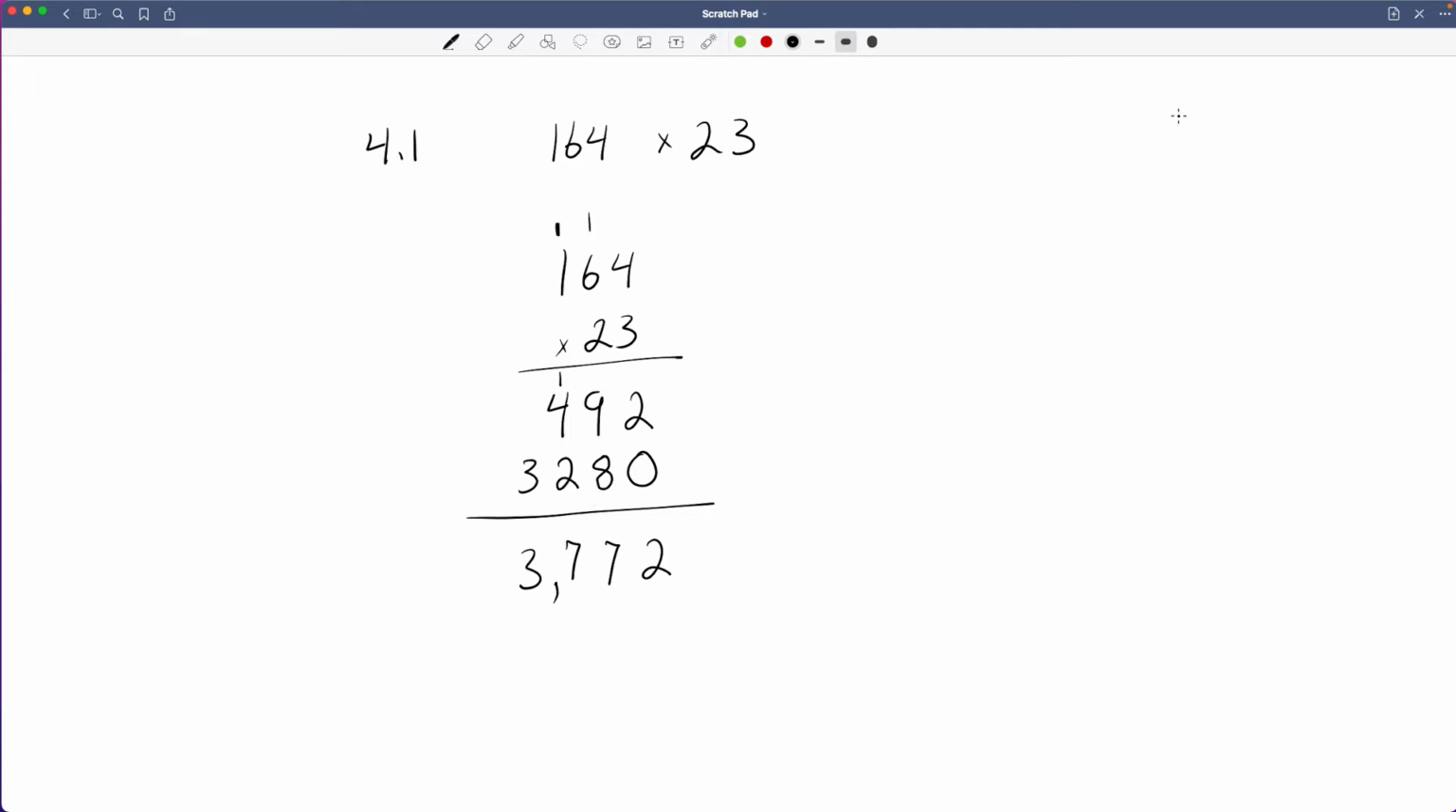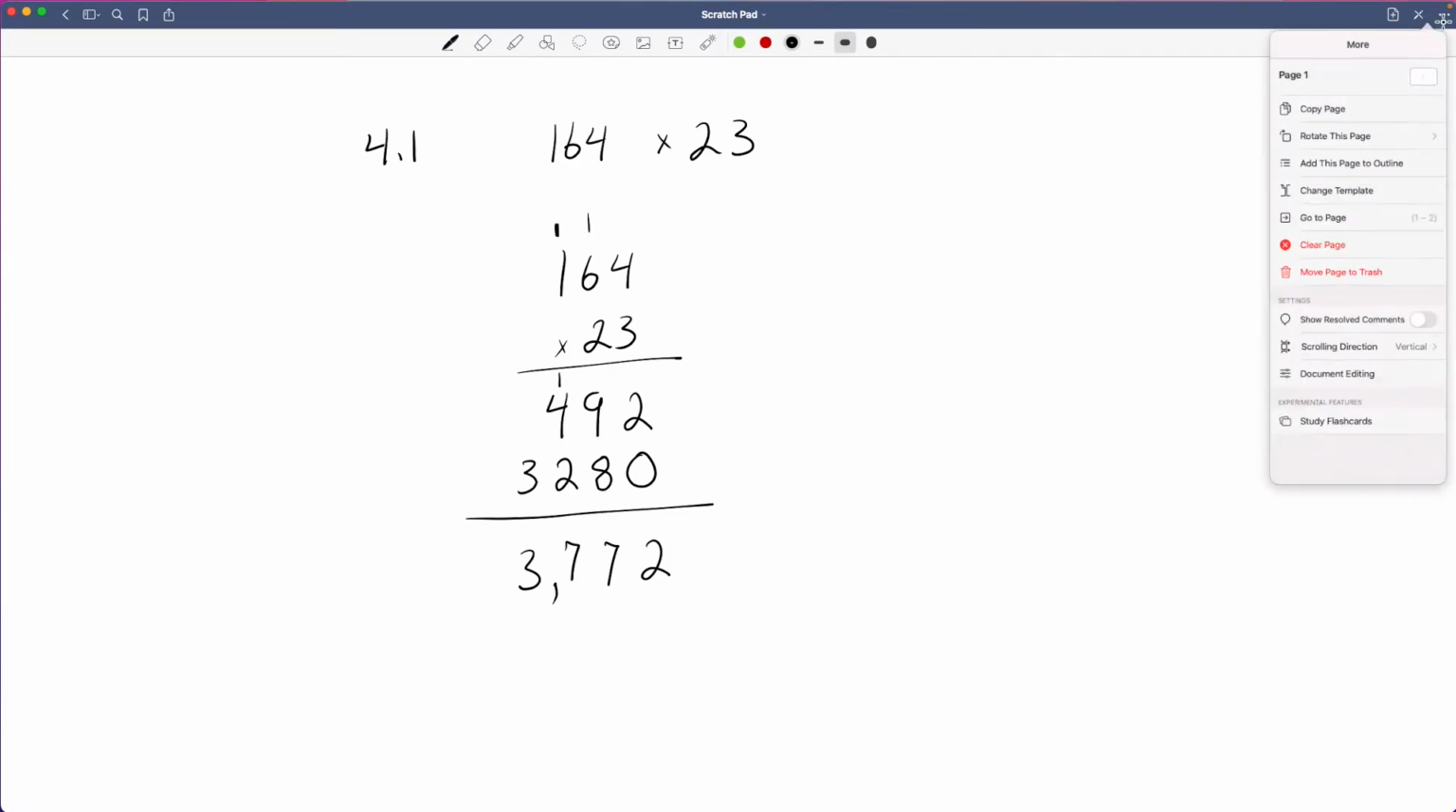So let's look at a division problem. Let's try one of those. We'll refresh our memory with this one. This is problem 4.4. 2,183 divided by 47. All right, so let's put that in a long division block.